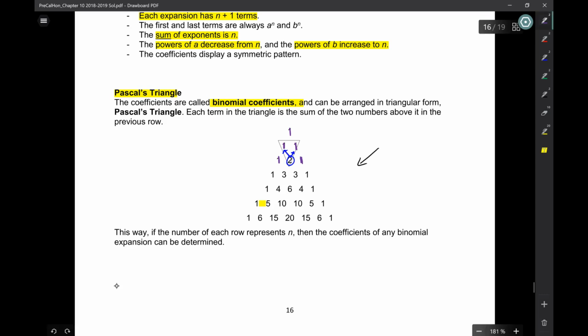Okay, so let's do another one here. You have a 1 to start, a 1 to end with. Then this number is the sum of 2 plus 1, 3. This number is the sum of 1 plus 2, 3. Okay, let's skip to this row. You have a 1 in the beginning and a 1 in the end. Then the next number is the sum of 4 plus 1. The next number is the sum of 6 plus 4, and so on.